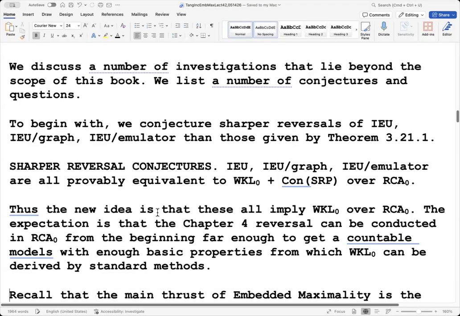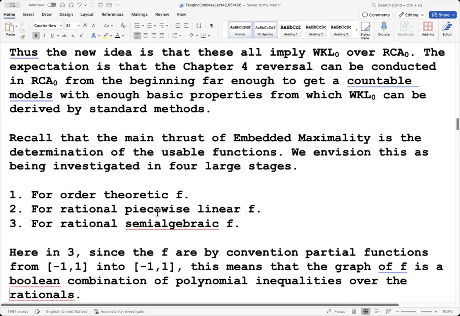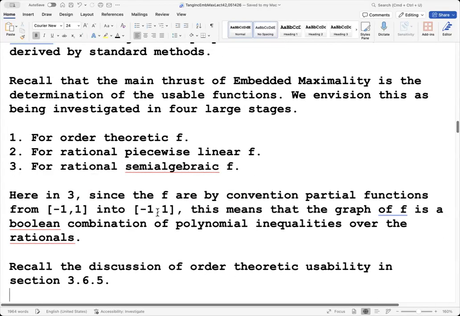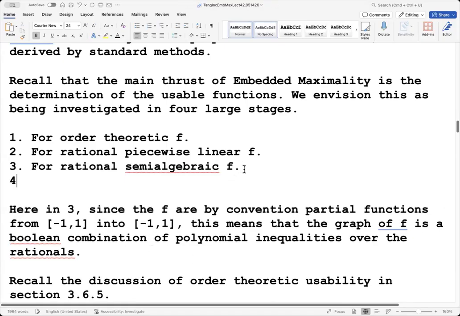All right, now recall the main thrust of embedded maximality is the determination of the usable functions. We envision this as being investigated in four large stages. Now, why did I say? Okay, four. Yeah, because I wanted four.